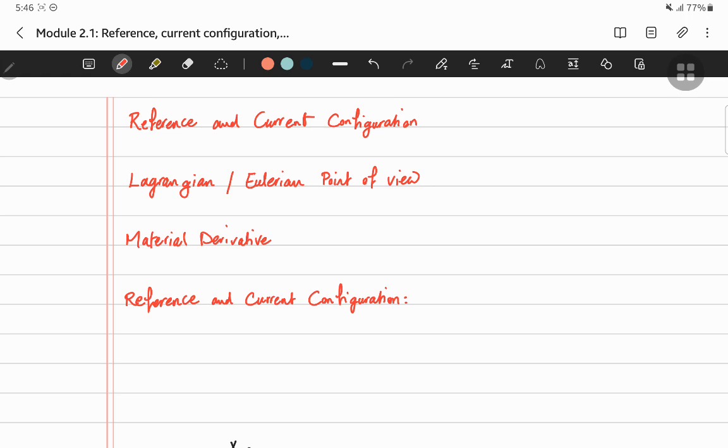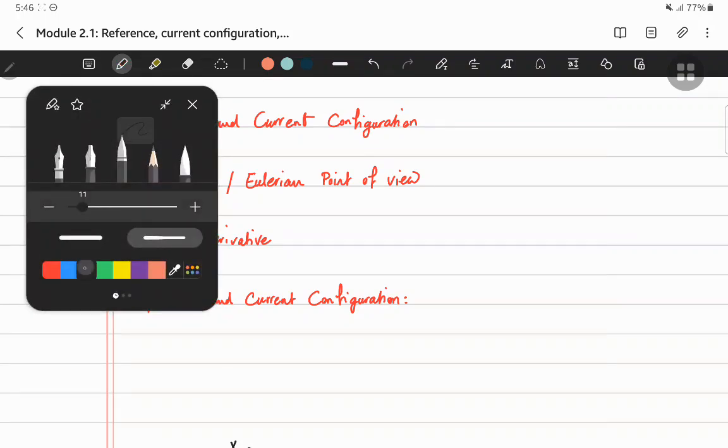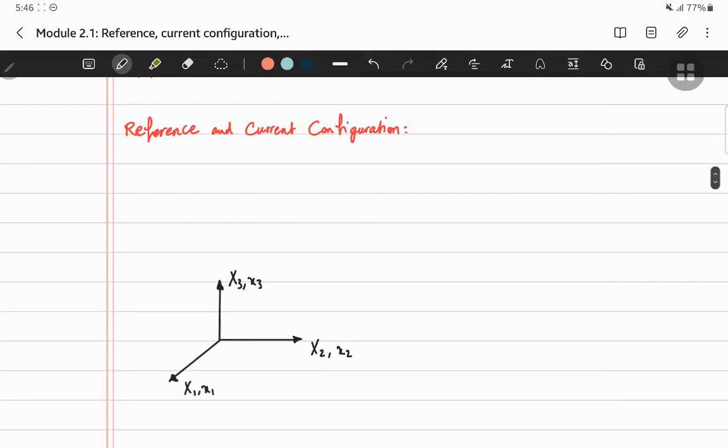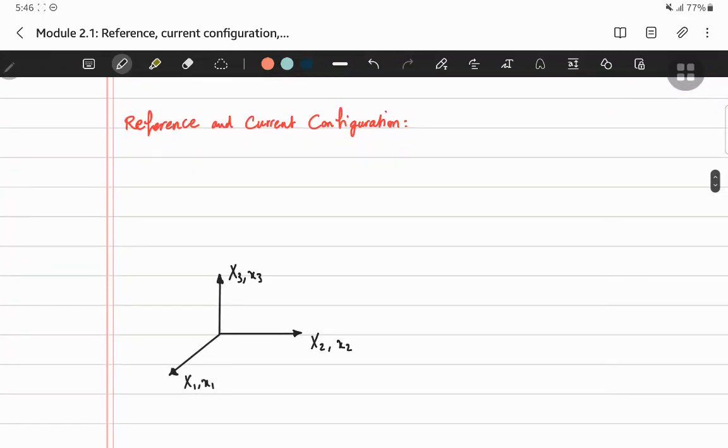So let's get started. We start by reference and current configuration in this video. And then we explain the Lagrangian and Eulerian point of view. And then we end up with the material derivative. All right. So let's get started with reference and current configuration.